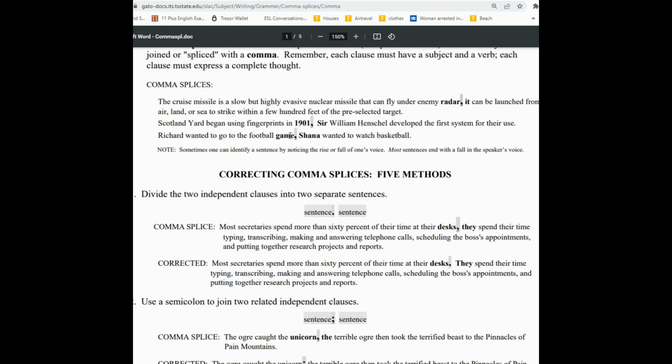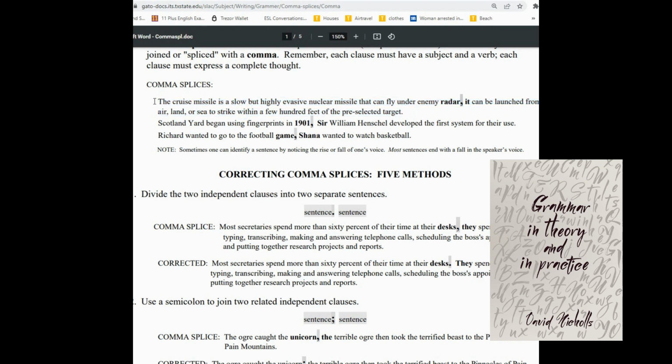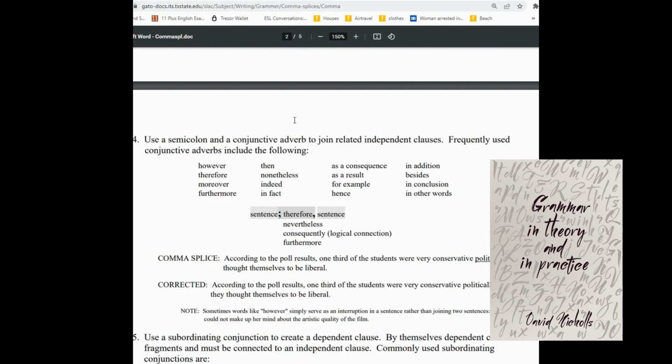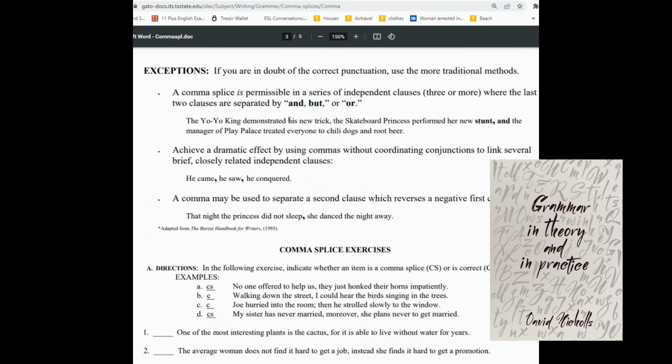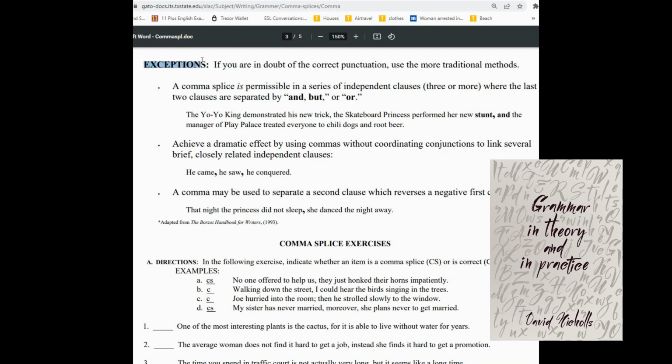Comma splices. Firstly, they give you a very good description of a comma splice, and it is, of course, main clause, comma, main clause. You shouldn't separate main clauses with commas. They should be separated with full stops or semicolons. So a comma is not enough to separate two main clauses. However, you do see them often in literature, and this page has an excellent explanation of the exceptional circumstances under which you often see a comma splice in literature.